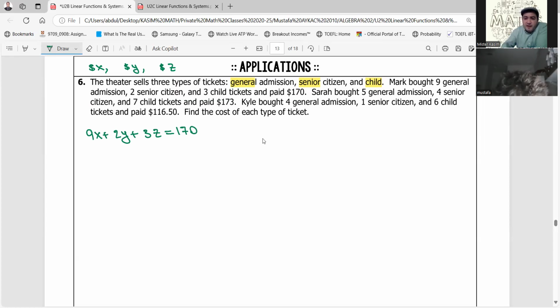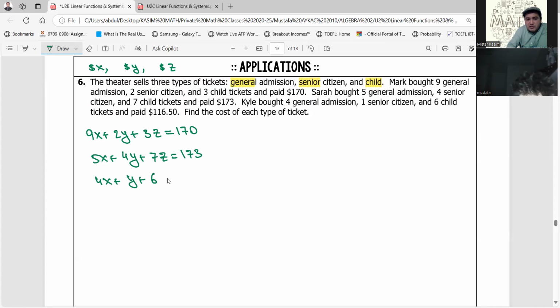And Sarah bought five general admission, that is 5X, four senior citizen, and seven child tickets, and paid $173. Kyle bought four general admission tickets, one senior citizen, and six child tickets, and paid $116.50. So that's our system.